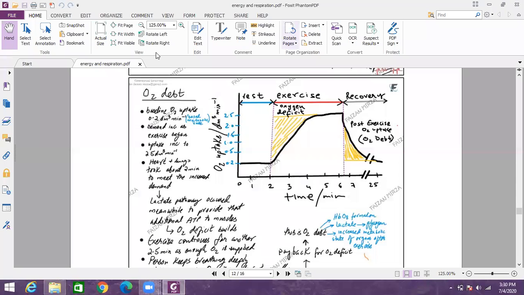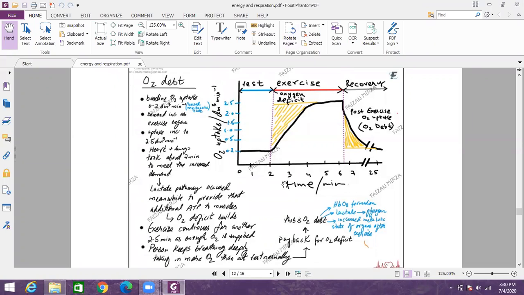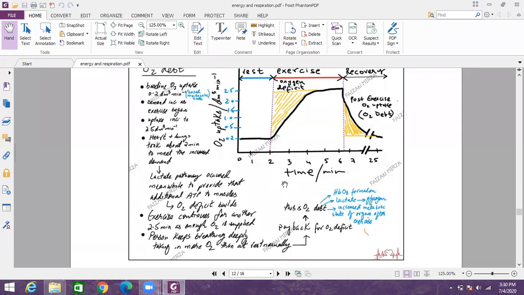Okay, so the graph you can see here basically tells you how the oxygen uptake, which is displayed on the y-axis, varies when a person is engaged in physical activity. You can see the graph is divided into three segments: rest, exercise, and recovery. On the x-axis, you have time from 0 to 25 minutes.